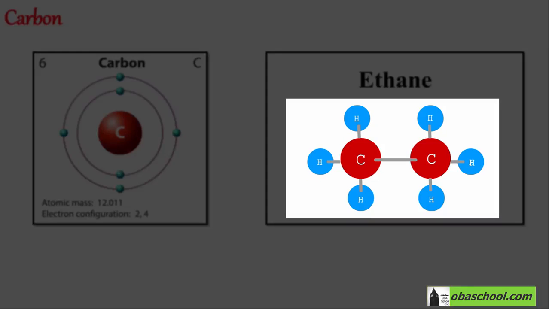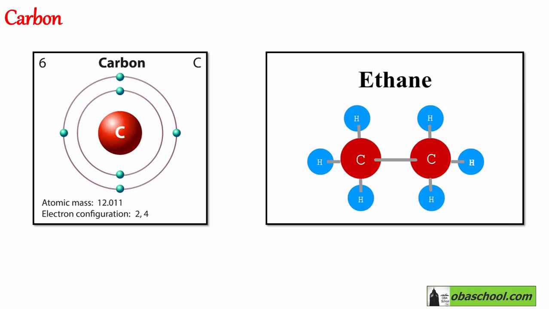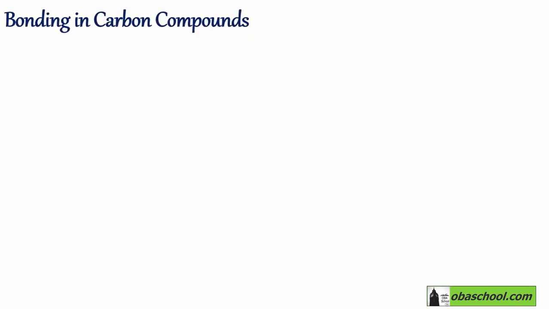So we will have a carbon atom bonded to hydrogen atoms, and this carbon atom will be bonded to another carbon atom, and so on. This will be called a hydrocarbon chain, and these hydrocarbon chains will form most organic compounds that we know. Let's talk now about bonding in carbon compounds.